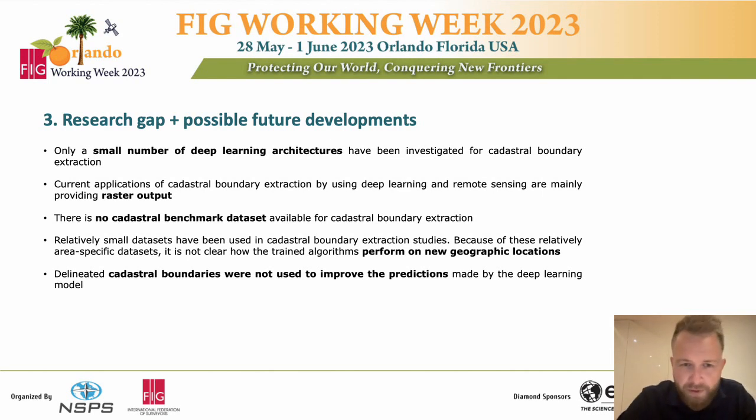Next one is a bit related to the third one. It's unclear how trained algorithms perform on new geographical locations. It's also because we are focusing right now on very small data sets, but I think it's good to test transfer learning, for example, train models on data-rich areas and transfer the model to areas where not a lot of data is available and try to predict cadastral boundaries in those areas.